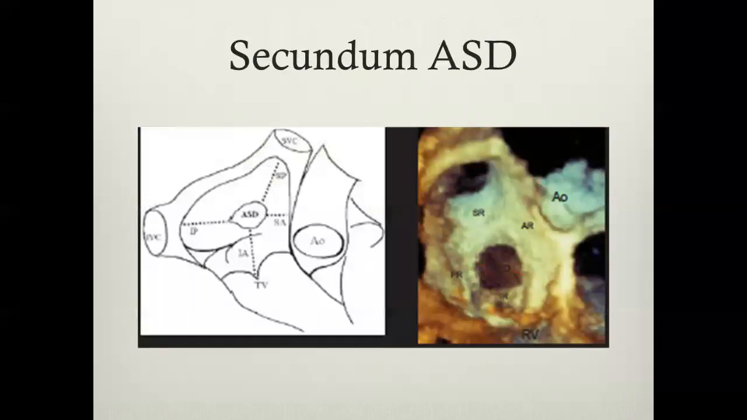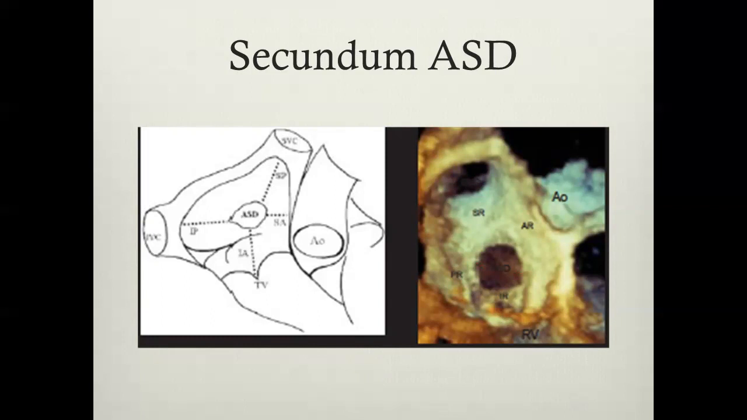So here's a secundum ASD, and you were asking whether the second septum could be deficient. And yes, so here's the atrial septal defect in the oval fossa position. Here's the aorta. So we have an anterior rim and a superior rim and a posterior rim and an inferior rim, and actually they count six rims. So you kind of go around all the way.